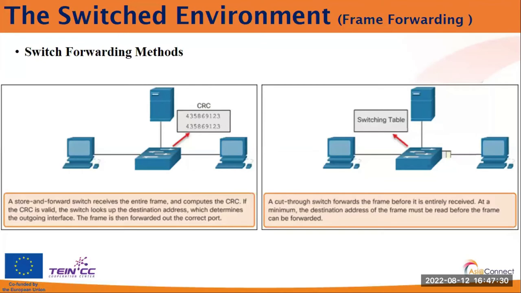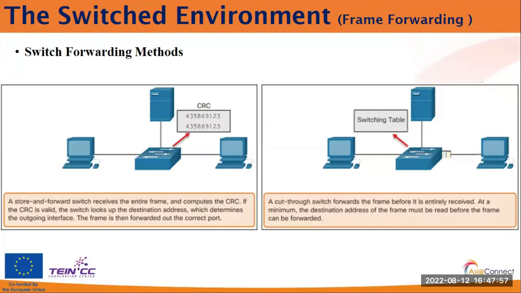Okay, so what I said, the store and forward, and next is cut through. Store and forward checks the whole frame, that is the MAC address and whether there is any error or not, and after this it will send the whole packet. But when it is the cut through method, it will not check the full frame. It will just check the destination port.